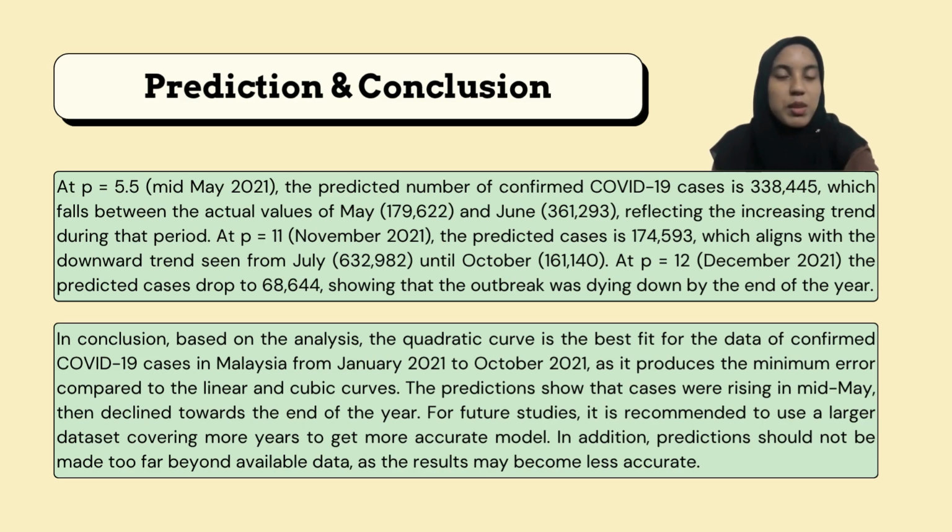This slide shows our prediction and conclusion for the 2021 Malaysia COVID-19 data. In mid-May, it predicted 338,445, which matched the actual rising trend. In November, the predicted cases are aligned with the downward trend from July until October. Then, toward the end of the year, it showed a clear downward trend where the predicted cases dropped to 68,644 cases by December, proving that the outbreak was dying down.